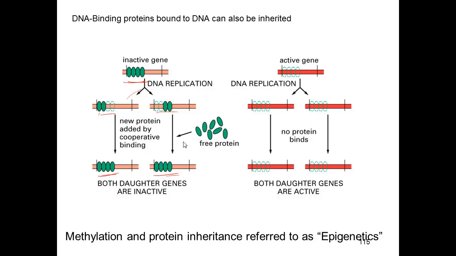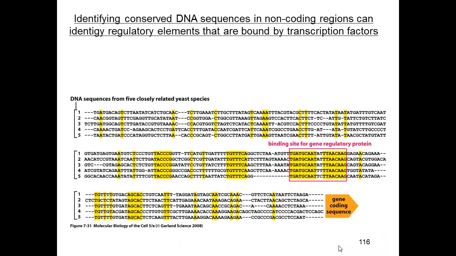And in this case, these are inhibitory proteins, or hypothesized to be inhibitory proteins, and they just show that the result is both of the daughter genes are inactive when the parent gene is inactive, and vice versa. Again, methylation and protein status inheritance is referred to as epigenetics. We conclude with 4 slides on how genetic regulatory circuits are studied.